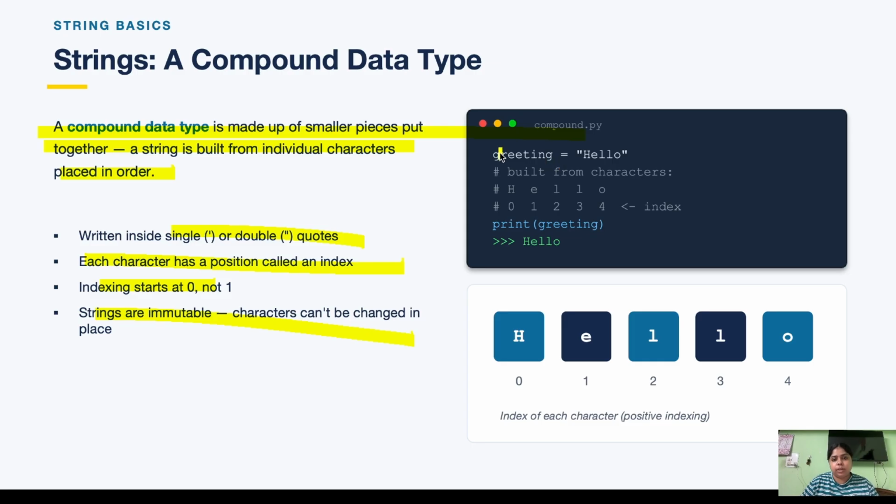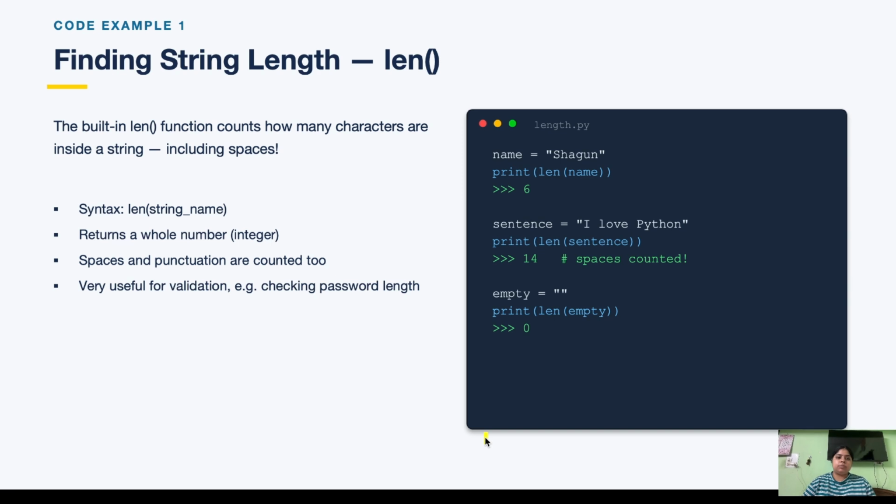For instance, look here, greeting equals hello. This is a string. Now it is built from different characters like H, E, double L, O, hello. So H is here having 0 index and so on: 1, 2, 3, 4, right? If you have to print it, you directly print greeting and you will get hello. H has got 0 indexing, E has got 1 indexing, and this is how it processes. And this is the positive indexing part. We'll also talk about negative indexing. Let's move to the next.